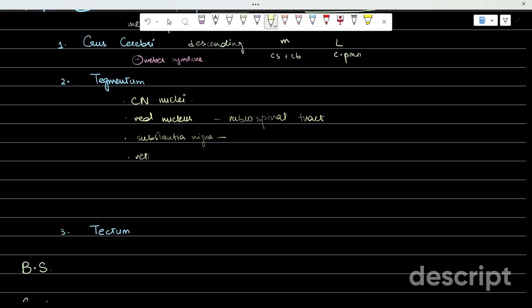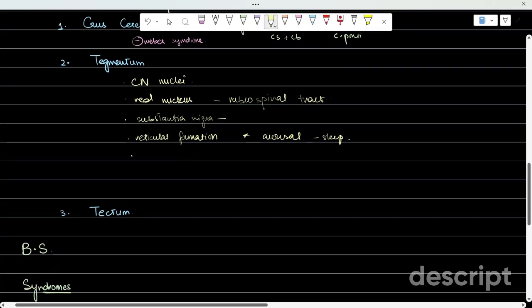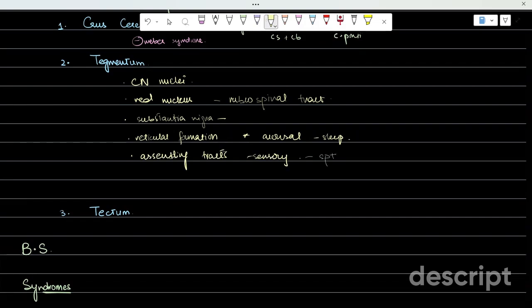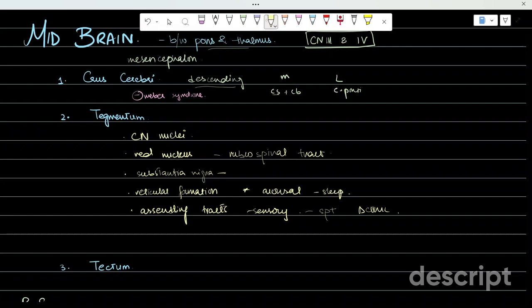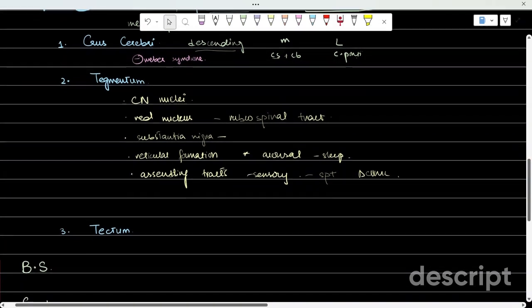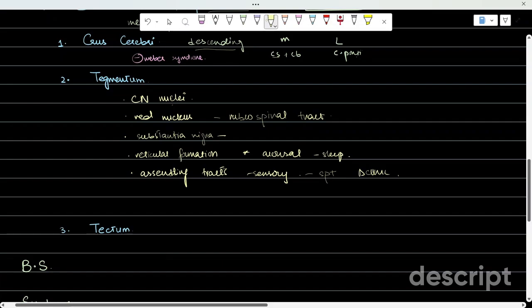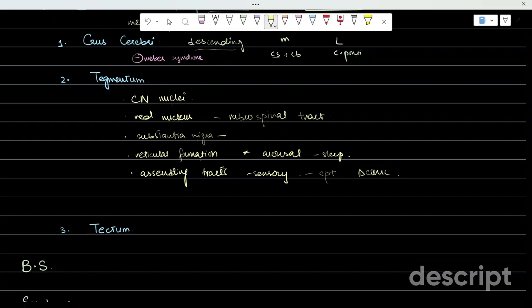The reticular formation, this is a very important point. The reticular formation is in the midbrain, which is associated with your arousal after sleeping. We will discuss this later in the video. It also consists of the ascending tracts, the spinothalamic and the dorsal column medial lemniscus, which pass through the tegmentum. So the crus cerebri has descending motor tracts: the corticospinal, corticobulbar, and the corticopontine. Tegmentum has the cranial nuclei, red nucleus, substantia nigra, reticular formation, and ascending tracts.